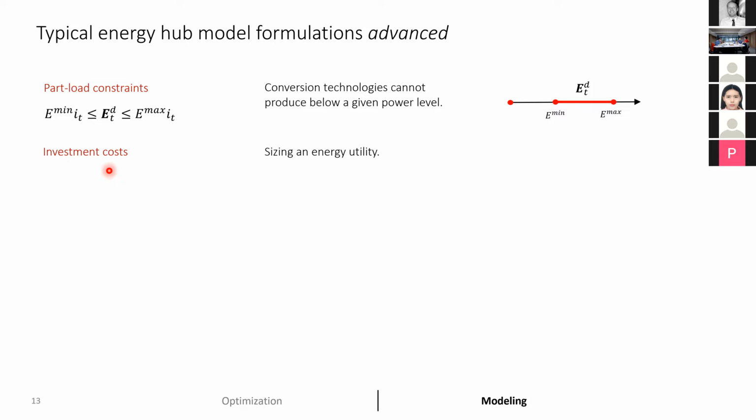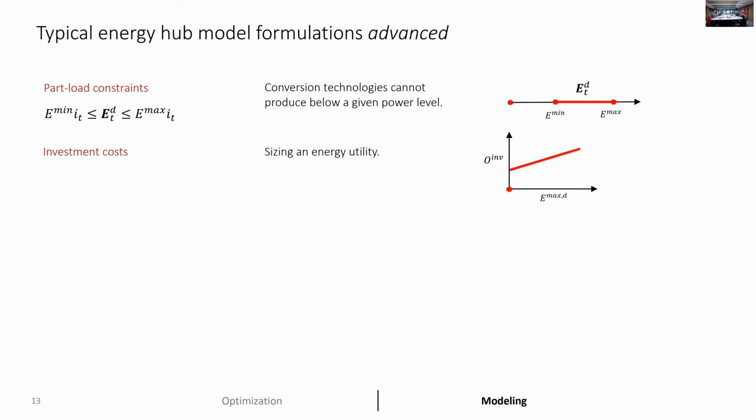Right. Typically, also, we have investment costs. So when you want to size an energy utility and you want to invest in a heat pump, for instance, well, you cannot invest in it and have it be zero. But maybe if you approximate your cost function, this being your maximum capacity of your heat pump, the bigger the heat pump you want, the more it's going to cost you. You see, here it's the same. You have a jump between those two states. So that gets solved in the same way. You would say your investment costs are equal to the sizing of your heat pump, this is a decision variable, E max, times the cost of investment. But then this plus B that we have here is then multiplied by an integer, the investment integer.